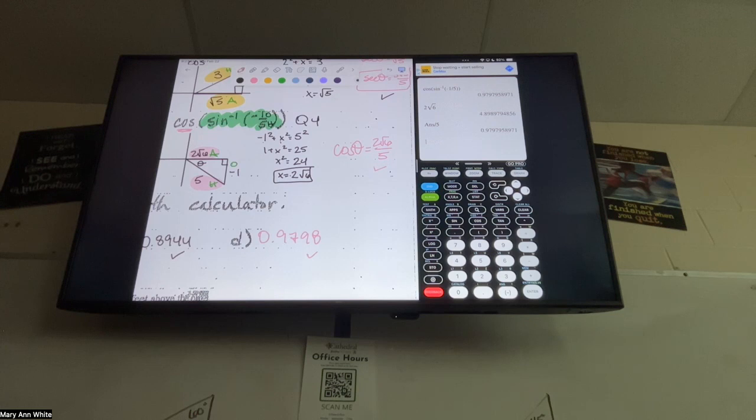What I did want to do, though, in the last little bit of class is look at your study guide and do a few more of these kind of problems with the unit circle. So I'm going to jump over to the study guide in a second.